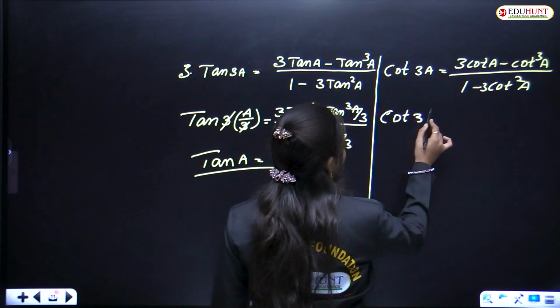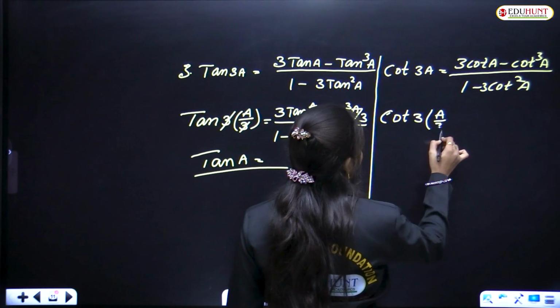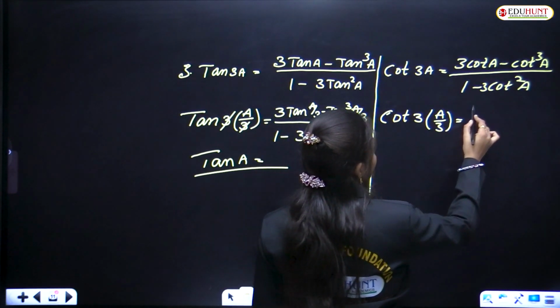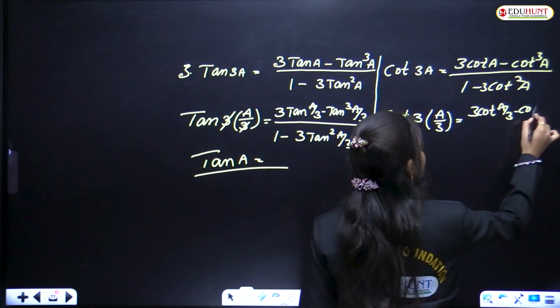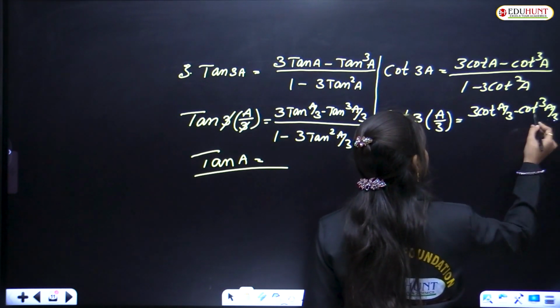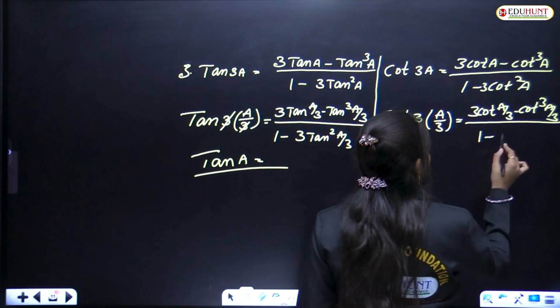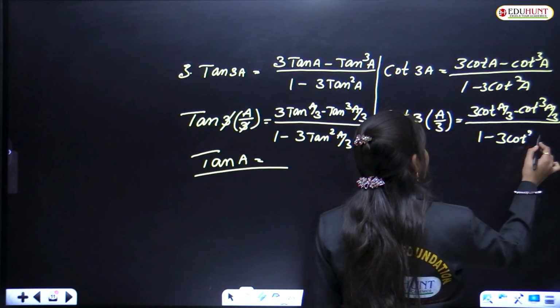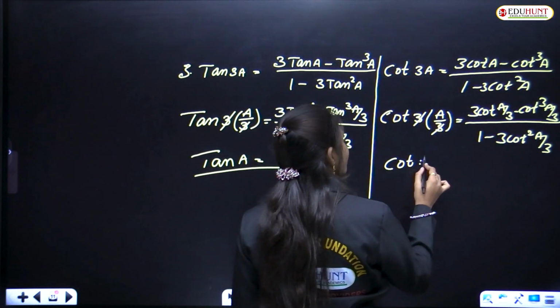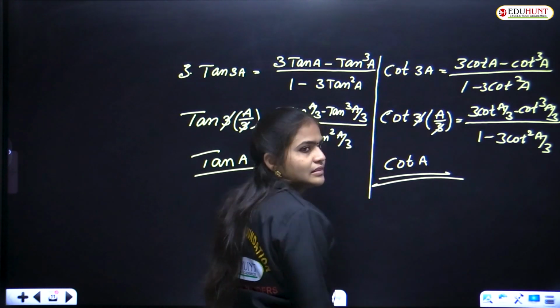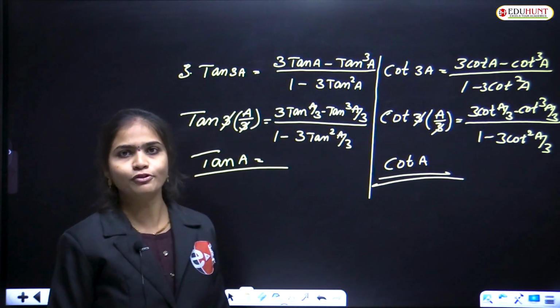So cot 3A in terms of A by 3 is equal to (3 cot(A/3) minus cot cube(A/3)) by (1 minus 3 cot square(A/3)). Here the 3 and 3 get cancelled. So this is the formula for that cot A, for the submultiple angle formulas.